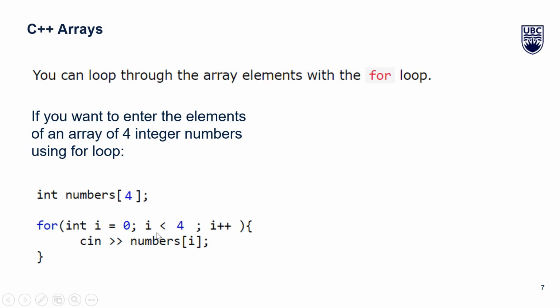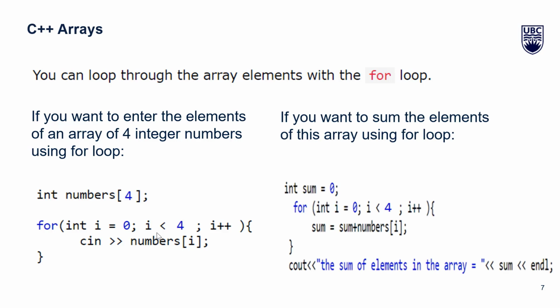So we will exit from this for loop. Another example, if we want to sum the elements of this array numbers using the for loop. So what we can do, we will define a new variable which is called sum, integer sum, and set an initial value to it to equal 0, and start using the for loop to make this summation.